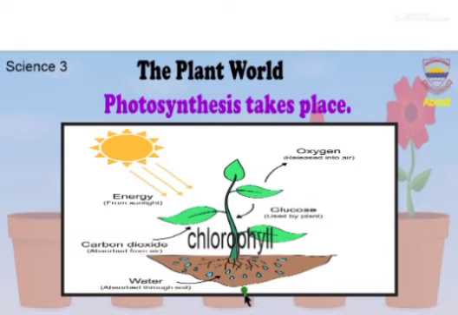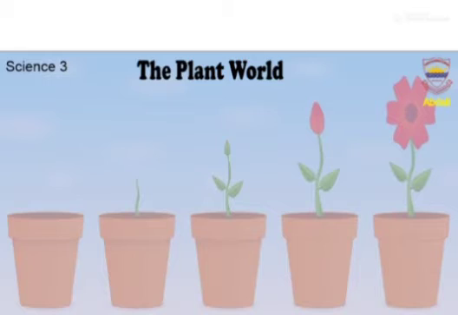Photosynthesis takes place in the leaves of plants. Leaves contain a substance called chlorophyll. Chlorophyll changes the sunlight so it can be used by the plants.